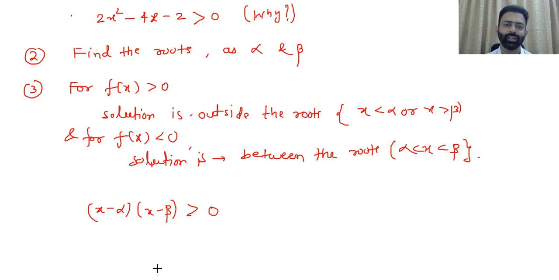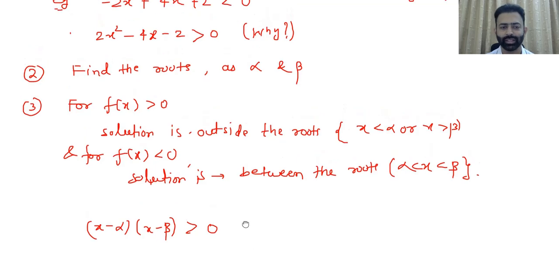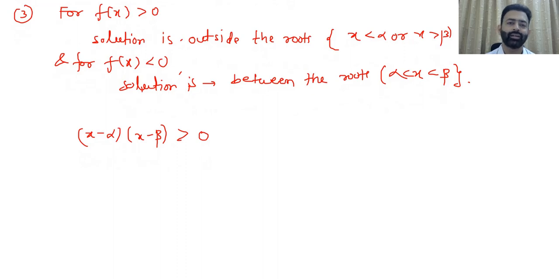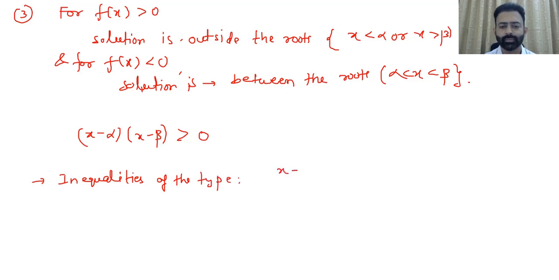That outside the roots will give you the positive value, f(x) greater than 0, and between the roots will give you the values of x for which f(x) is less than 0. But remember, for this we need to first make the coefficient of x square positive. And the same scenario arises when we divide two numbers. So inequalities of the type (x plus a) over (x plus b), greater than 0 or less than 0.